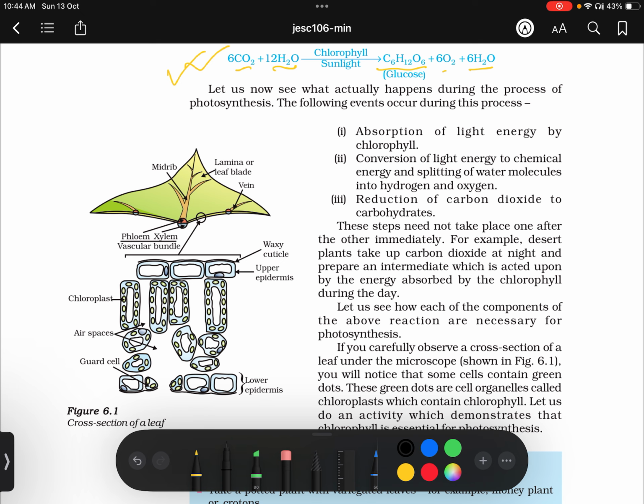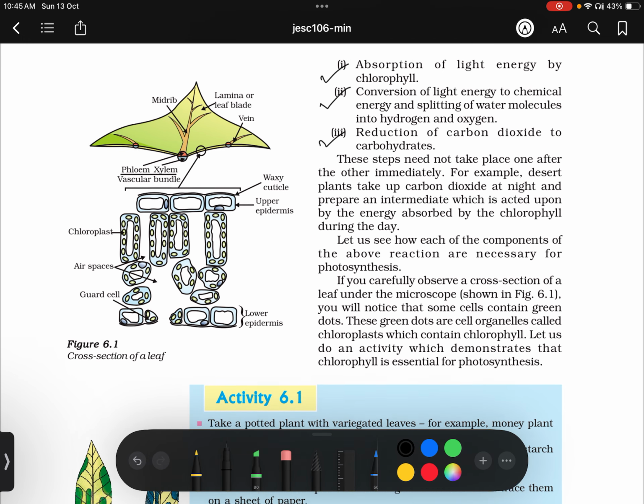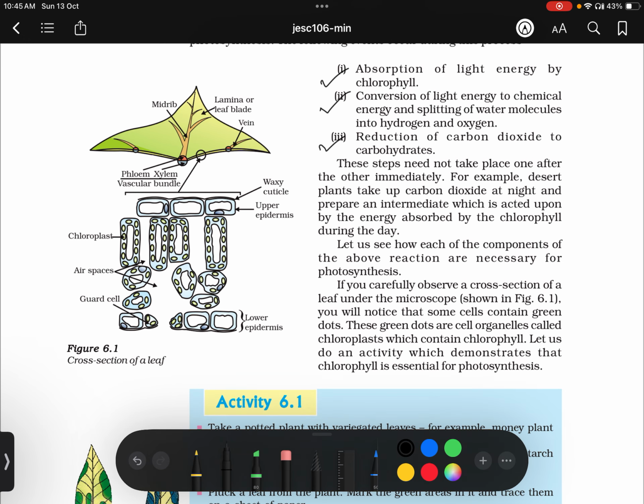Now, absorption of light energy by the chlorophyll. First step. Conversion of light energy to the chemical energy and splitting of water molecules into hydrogen and oxygen. Very important line again. Reduction of carbon dioxide to carbohydrate. Here also a beautiful picture is given. We will simplify this picture also.